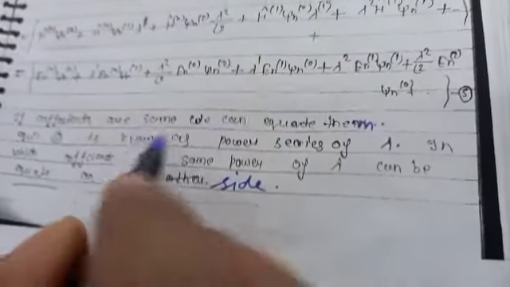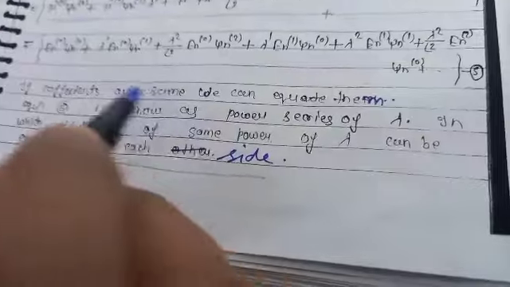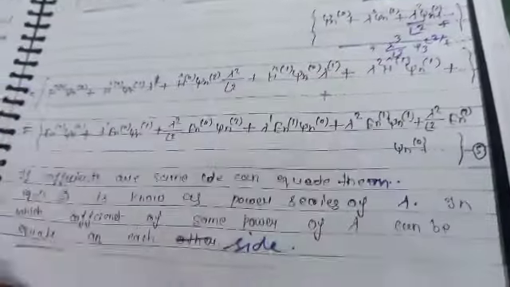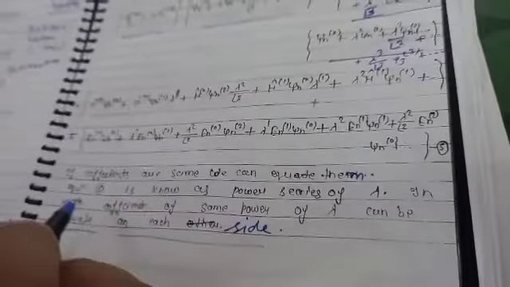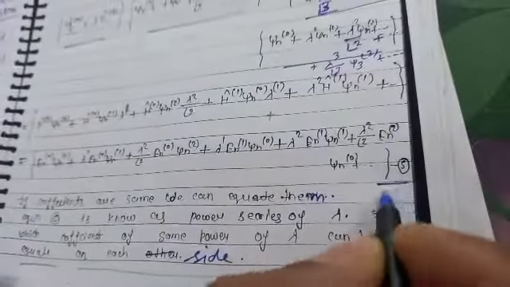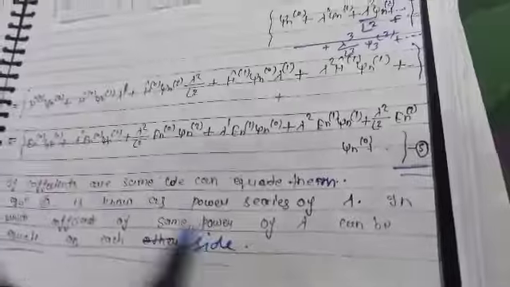If coefficients are the same, we can equate them. Here, coefficient means the coefficient of lambda, and then we can equate them in equation 5. This is equation 5, and this is the power series of lambda.